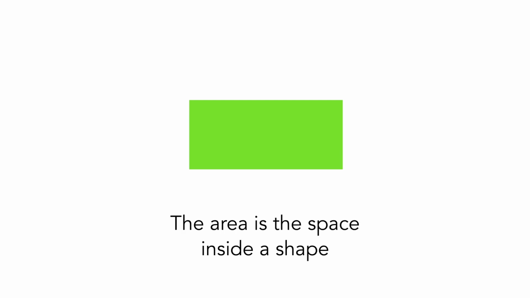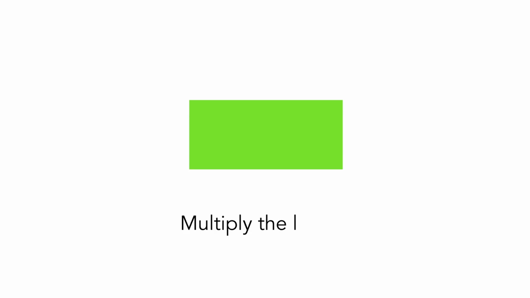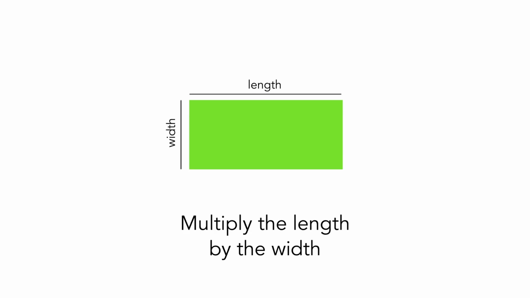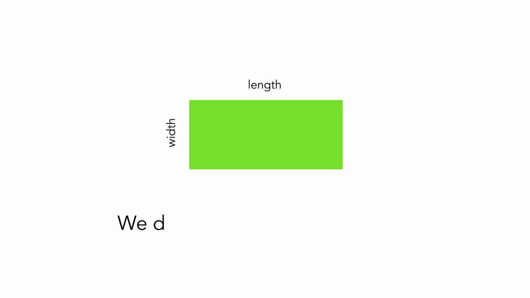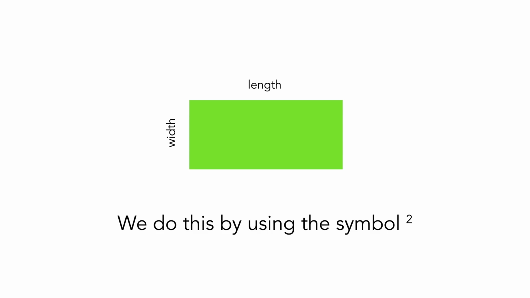So what is area then? This is the space inside a shape. To work out the area of a square or a rectangle, multiply the length by the width. The answer needs to be shown as squared. We do this by using the superscript 2. Let's look at an example.